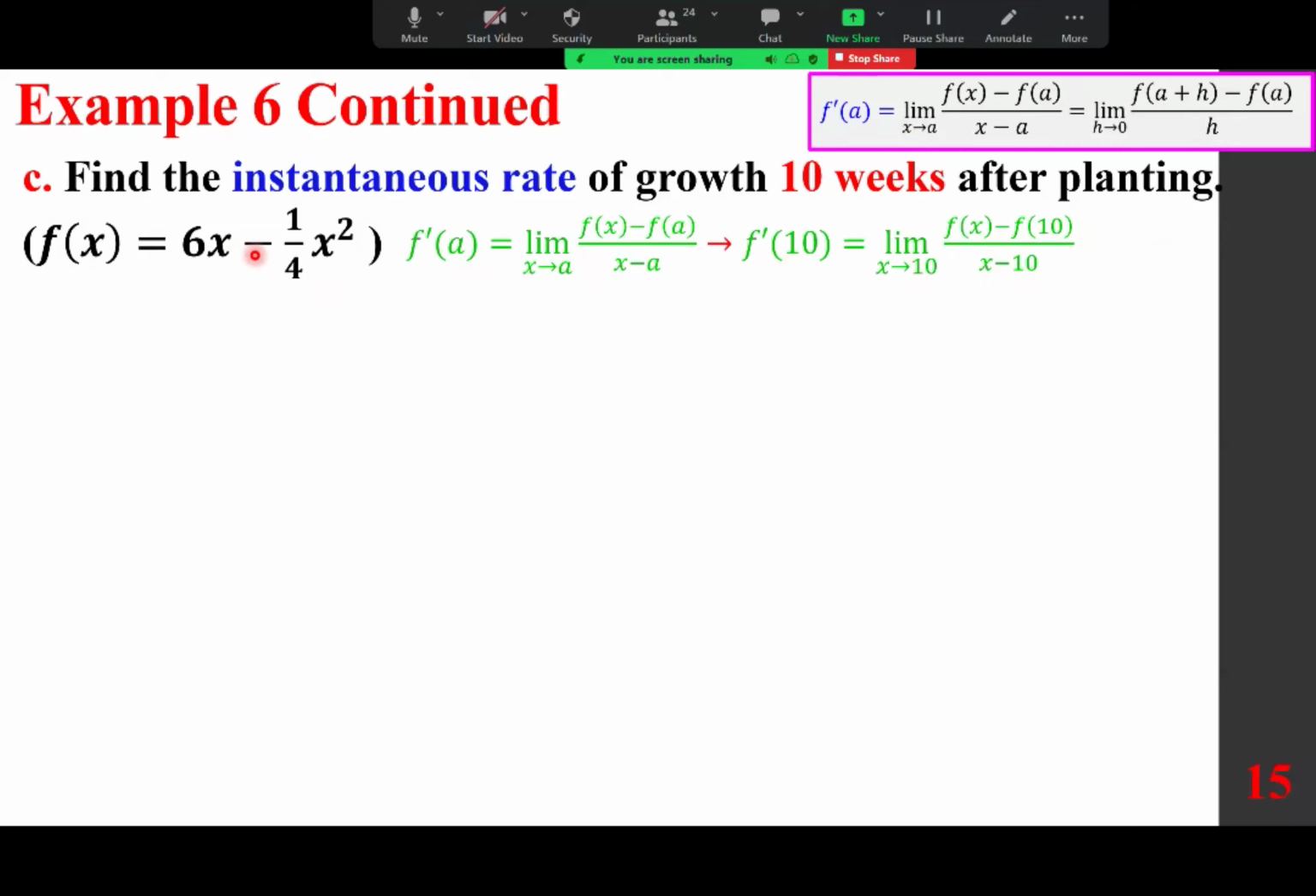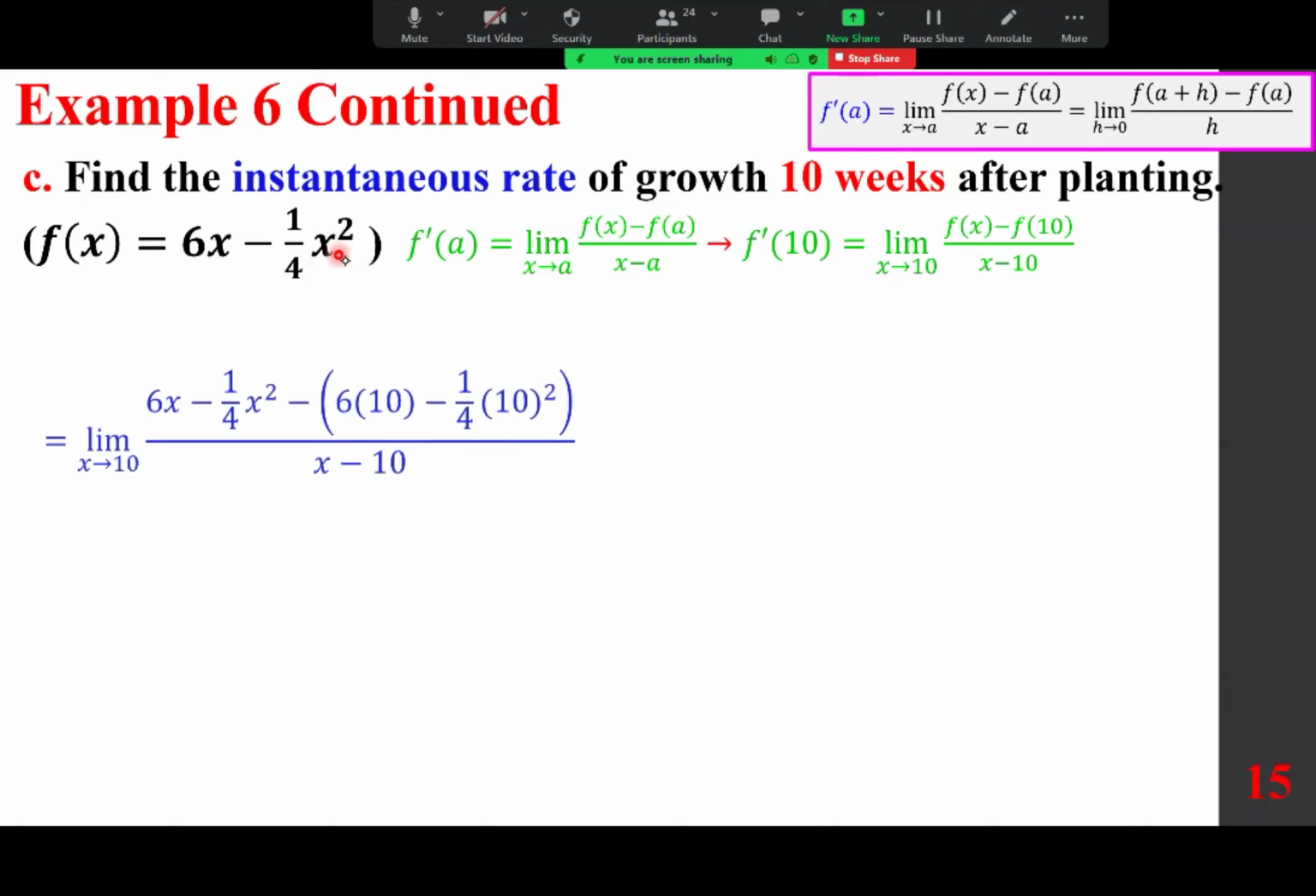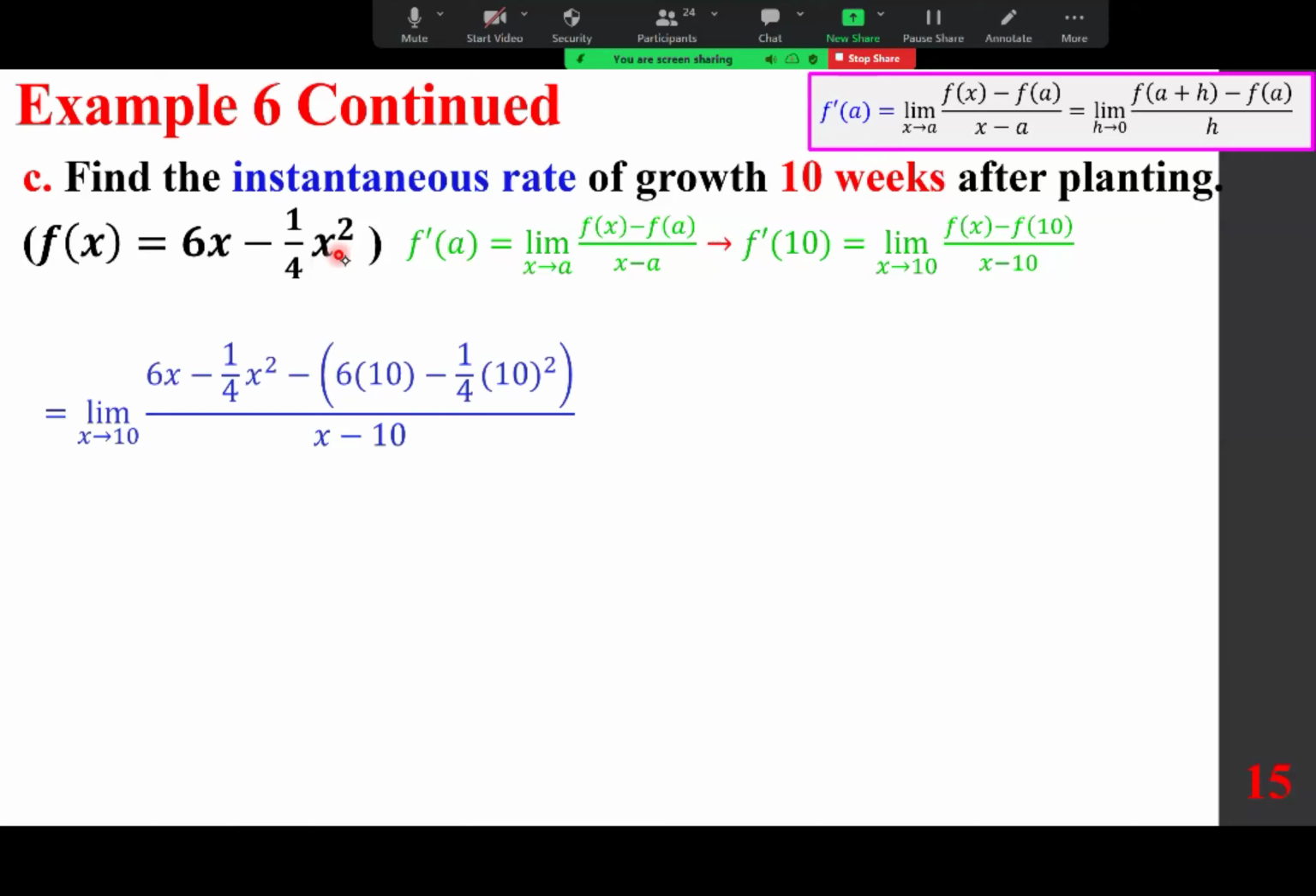Minus, what is f of 10? Replace the x with 10. That means 6 times 10 minus 1/4 of 10 squared. So one more time. You put f of x just the way it is, minus f of 10, 6 times 10 minus 1/4 of 10 squared, and the bottom again, x minus 10. So I hope you realize it's all about algebraic techniques, being able to simplify the numerator as follows.